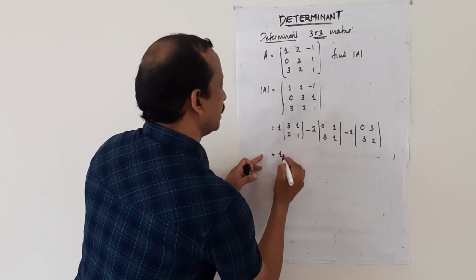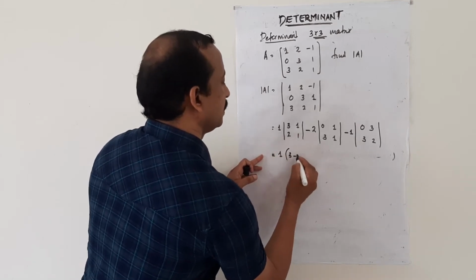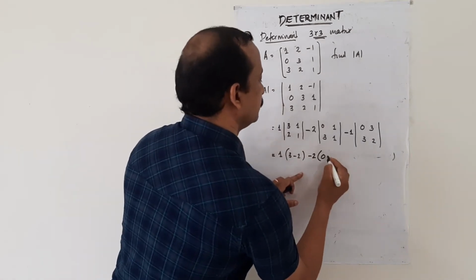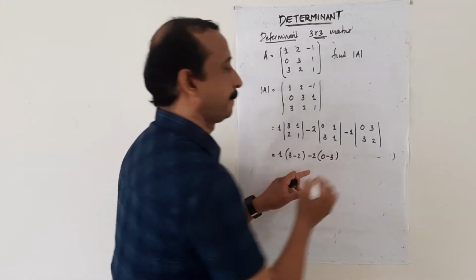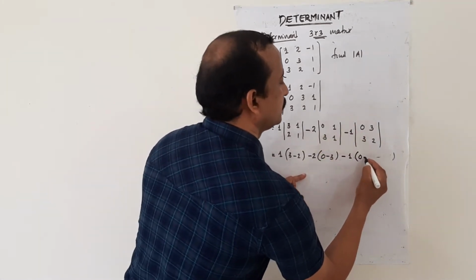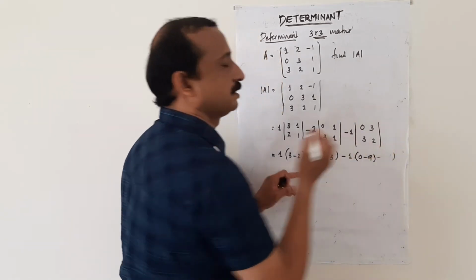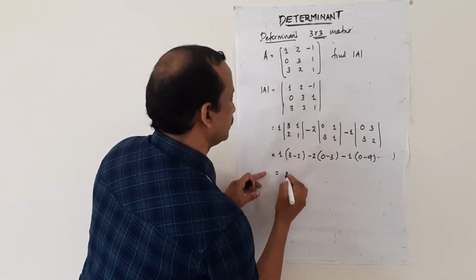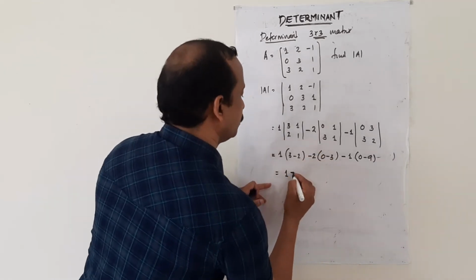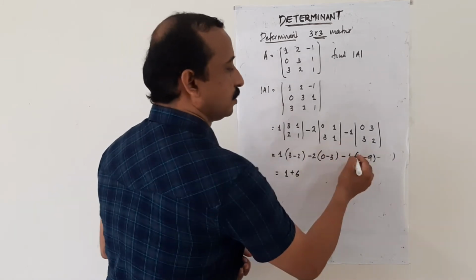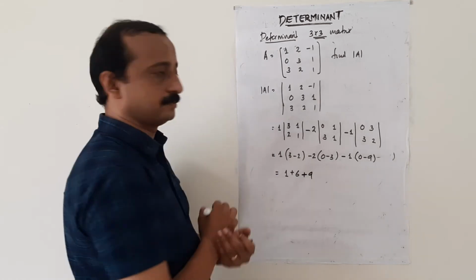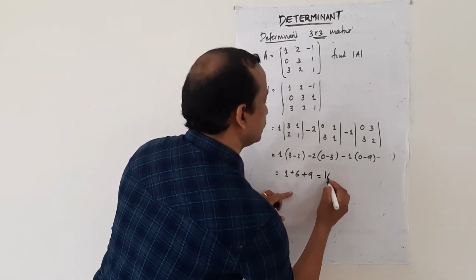Now we find the determinant values. 1 into (3 minus 2), minus 2 into (0 minus 3), principal diagonal minus other diagonal. And last minus 1 into (0 minus 9). 3 minus 2, answer is 1. 0 minus 3 is minus 3; minus 2 into minus 3, answer 6. 0 minus 9 is minus 9; minus 1 into minus 9 is plus 9. That is equal to, we get answer 16.